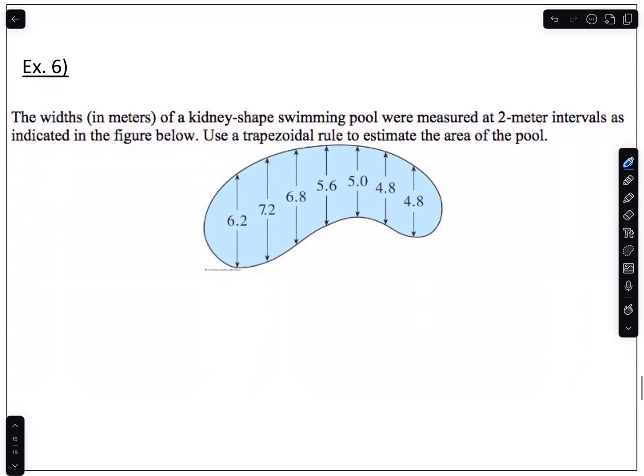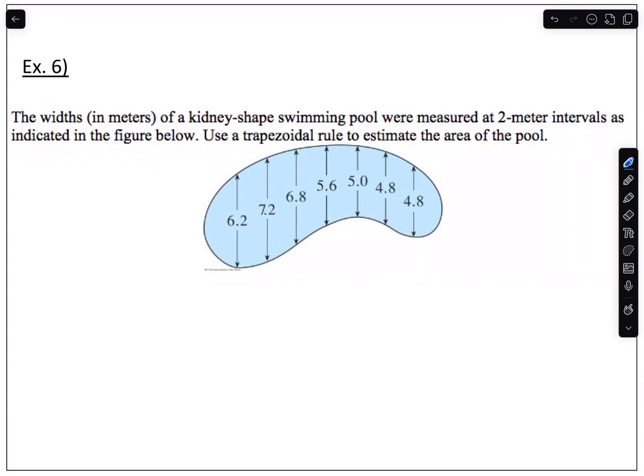For these examples in the notes, maybe I failed to mention you probably need to draw, so if you want, pause the video so you can draw them in. They don't have to be super crazy sketches, but I will give you the idea. So how about this last one? Example 6, the widths in meters of a kidney-shaped swimming pool were measured at 2-meter intervals, as indicated in the figure below. Use a trapezoidal rule to estimate the area of the pool.